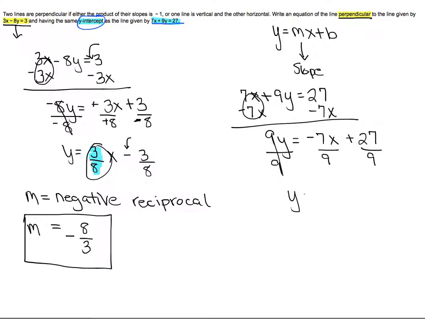And we get y equals negative 7 over 9 x plus 27 over 9. Now 27 over 9 is the same as 27 divided by 9, and 27 divided by 9 is just 3. So this is the y-intercept, or the b. And this is going to be the y-intercept of my new line. So the y-intercept of my new line is 3.